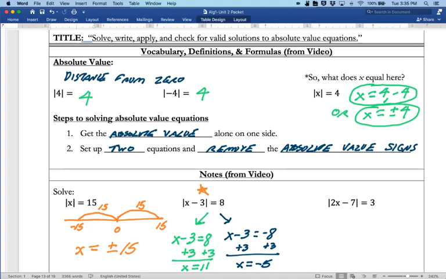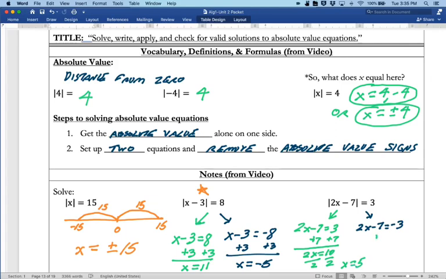All right, last one in this row. The absolute value of 2x minus 7 is equal to 3. So the absolute value is by itself. The first equation would be 2x minus 7 equals 3. Second equation, 2x minus 7 equals negative 3. We're going to add 7 to both sides. Let's solve this first one all the way. So 2x is equal to 10. We divide both sides by 2, and x will equal 5 for the first one.